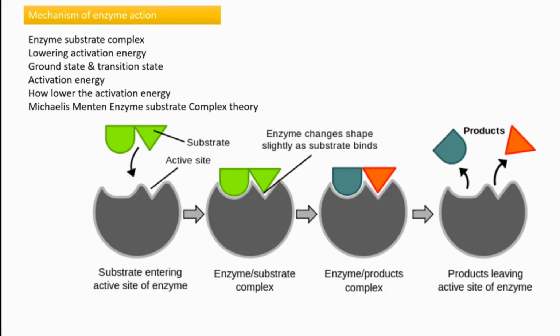Then I need to understand about ground state and transition state. Ground state means it is the beginning point of a reaction. The starting point of a reaction is called the ground state. The transition state is simple. It is that state in which the substrate forms a complex with the enzyme. After forming that complex, it's very easy for the substrate to break down into products. That is the transition state.